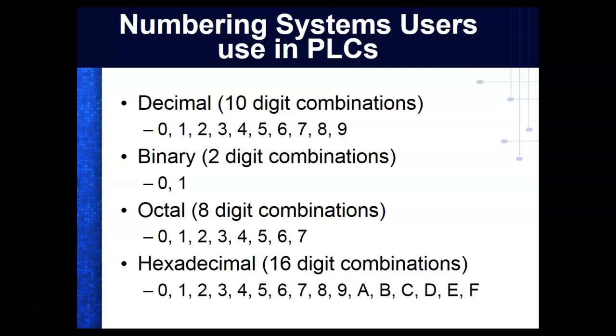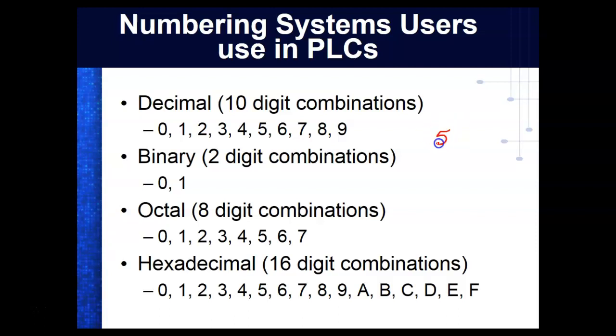Octal uses 8 combinations, and what they did is they used the first 8 combinations of the decimal number system. But there's no such thing as the digit 8 or 9 in the octal number system. So its digits run from 0 to 7. So this gets kind of confusing.